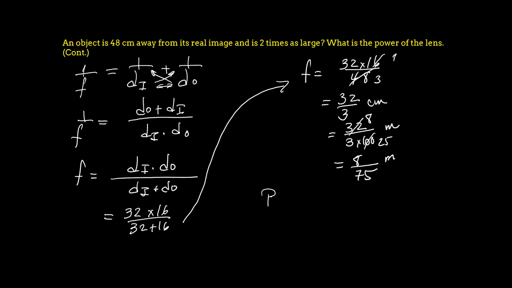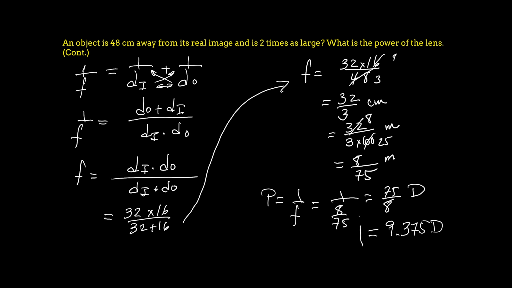So the power is 1 over F, which is 1 over 8 over 75, which is, again, I have a fraction in the denominator. I flip that, so it'll be 75 over 8 diopters. And in decimal, 9.375 diopters. There is the power of the lens.